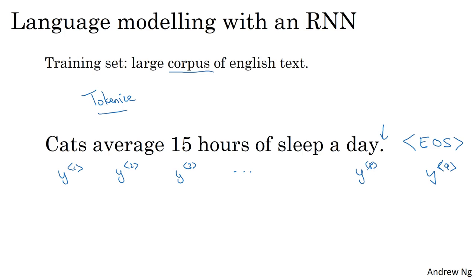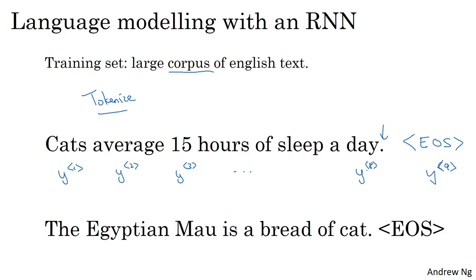Now, one other detail would be, what if some of the words in your training set are not in your vocabulary? So if your vocabulary uses 10,000 words, maybe the 10,000 most common words in English, then the term Mau, as in the Egyptian Mau, is a breed of cat, that might not be in one of your top 10,000 tokens. So in that case, you could take the word Mau and replace it with a unique token called UNK, which stands for unknown word, and we just model the chance of the unknown word instead of the specific word Mau.